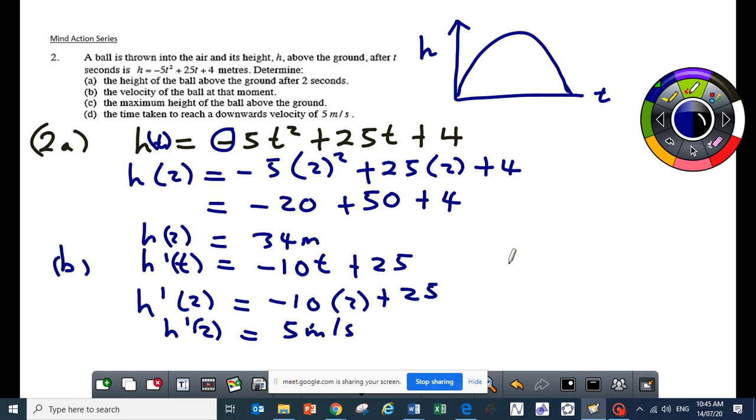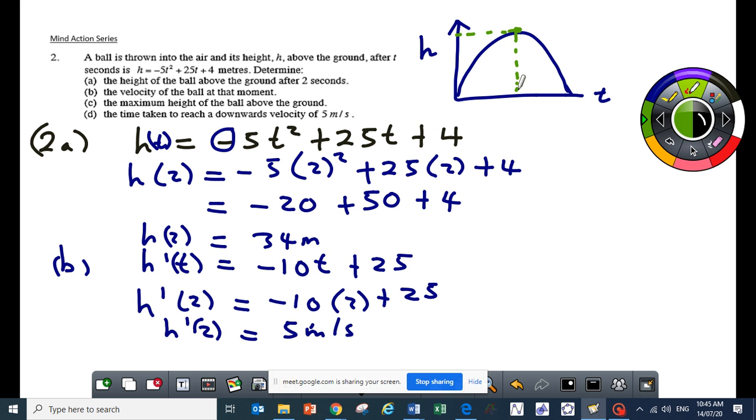So we have done 2A and 2B. Now we need to move on to 2C. Okay, 2C says the maximum height of the ball above the ground. Now, the maximum height of the ball, you can get it there. That's where the maximum height is. And this is a quadratic function.